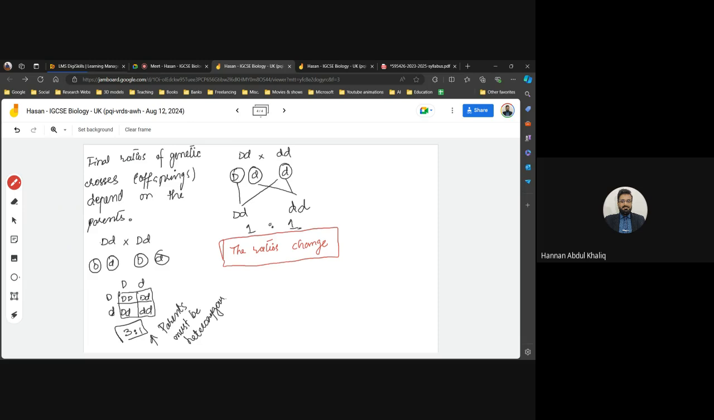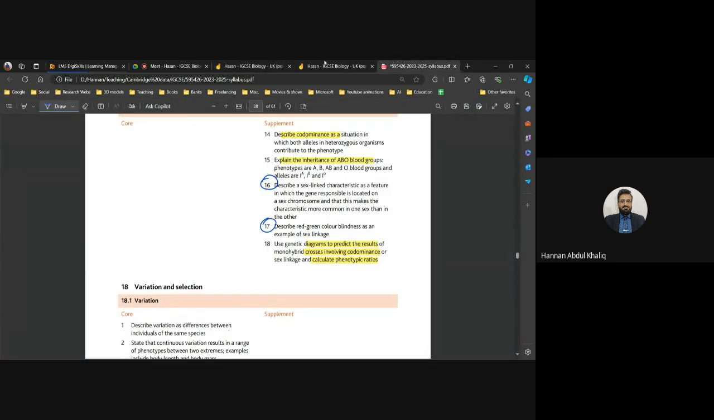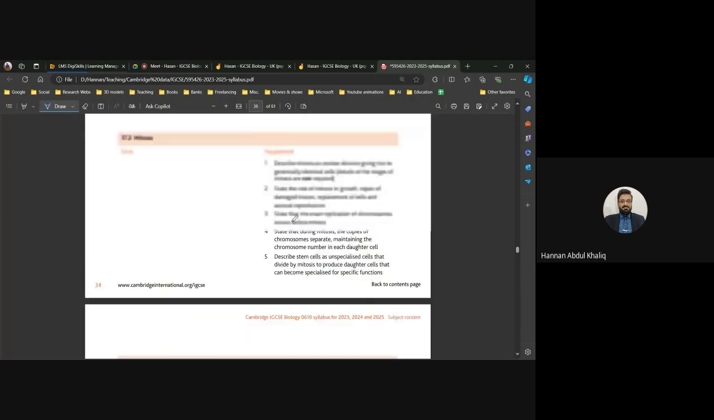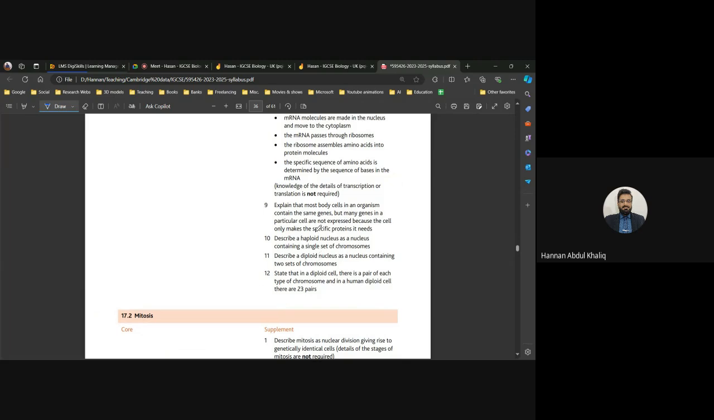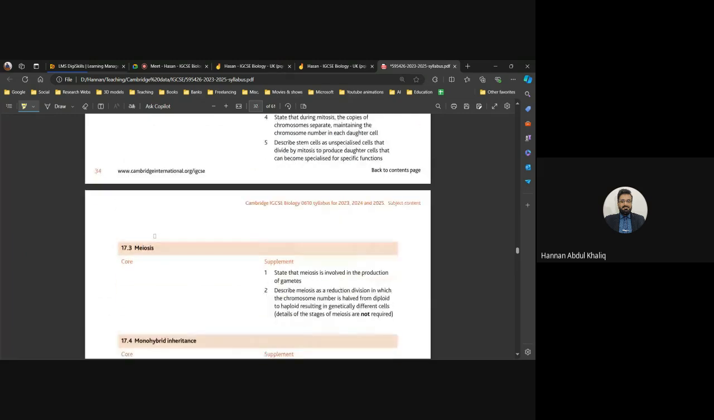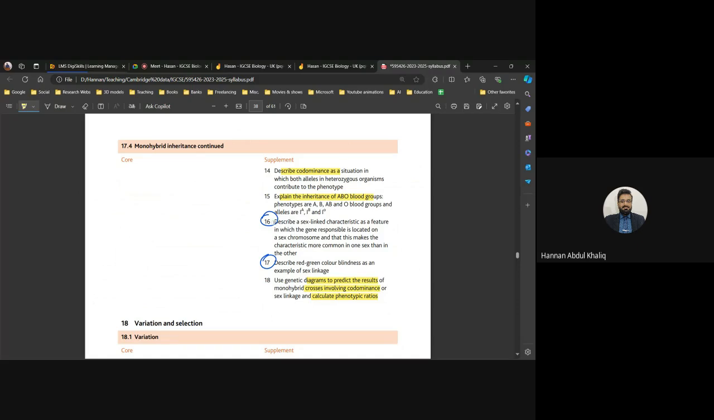So when we talk about the ratio changing, there is another thing that affects the concept of ratios, and that is linkage. But for linkage, you need to understand two subtopics. Two subtopics have to be very much cleared. One topic is inheritance of sex in humans with reference to X and Y chromosomes. This is one subtopic, and the other subtopic that would help us understand the change in ratio is this one.